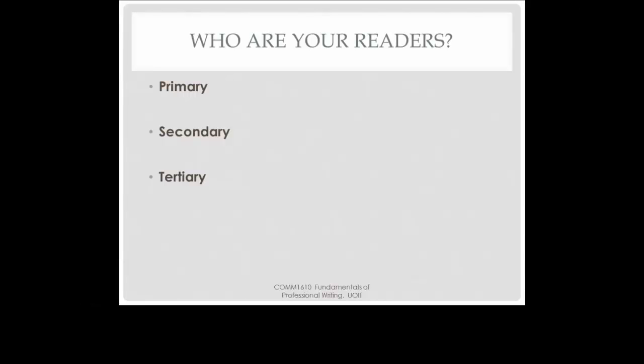So, audience analysis. Who are your readers? Part of deciding how to put together your document, you must consider your audience. And you may have multiple possible audiences. You may have a primary audience, secondary audience, and tertiary audience. Tertiary just means third level.